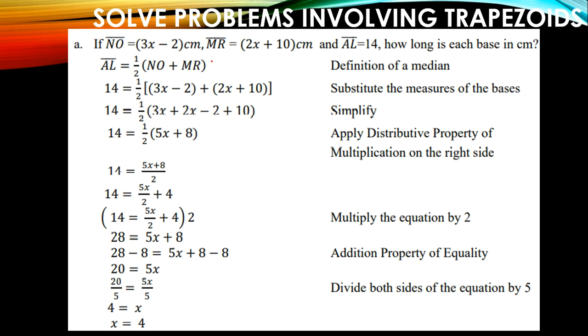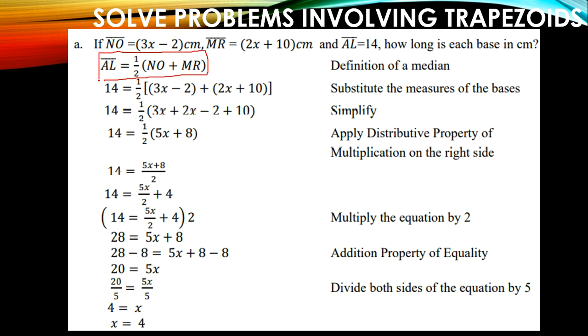As you can see, the upper and the lower base have measurements which are expressed in algebraic expressions. So first things first, we're going to find the value of x. Then after that, we're going to solve for the bases, the upper base and the lower base, in centimeters. So this is the formula. AL equals 1/2 times NO plus MR.